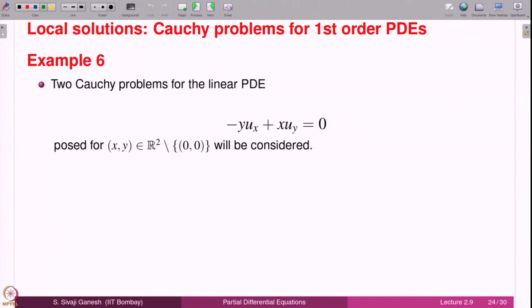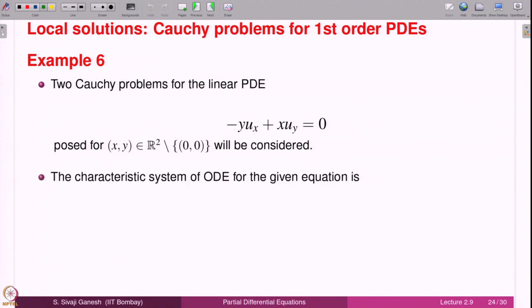Let us look at example 6. Here we consider two Cauchy problems for the linear PDE, minus y u x plus x u y equal to 0. Posed, of course, I do not want coefficients x and y to vanish simultaneously, which happens at the origin. So, I remove the origin. On that domain, I consider this equation.